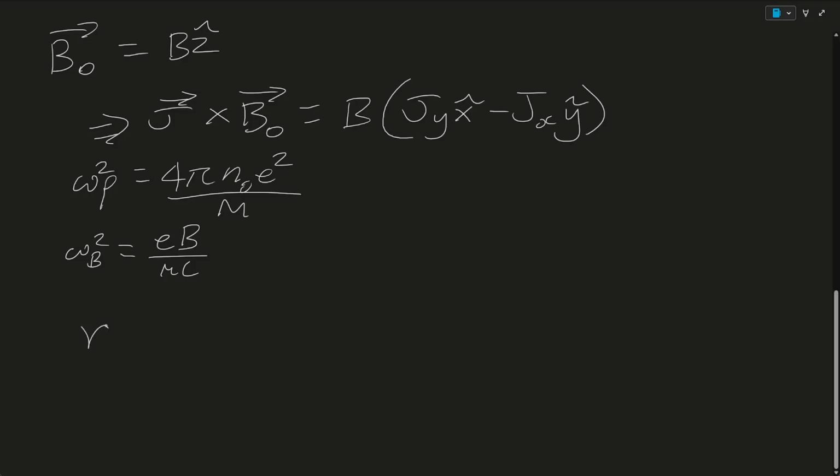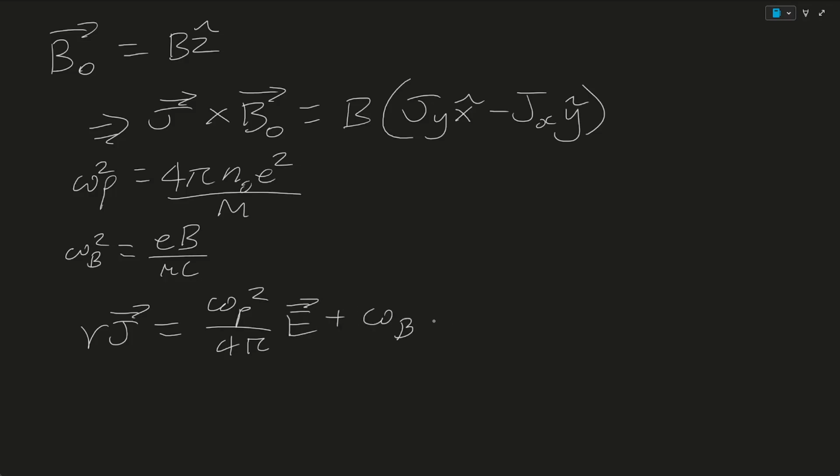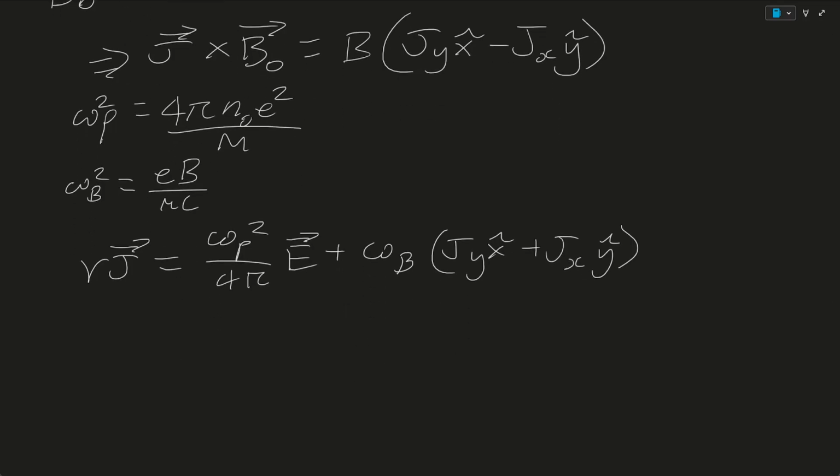So nu J is omega_p squared over 4 pi E plus omega_b, minus J_y x hat plus J_x y hat. Cool.